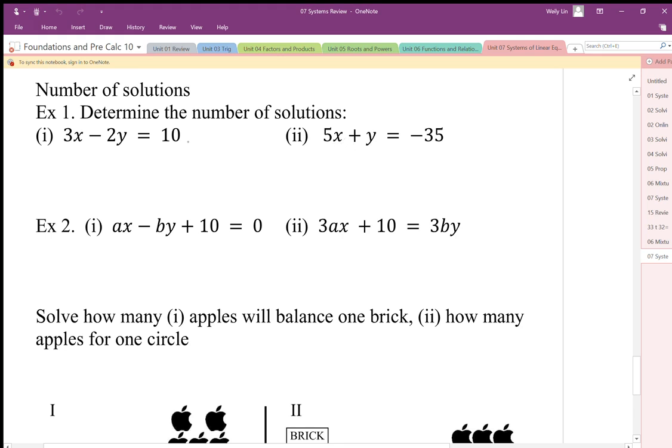So the only way that they can have the number of solutions that can occur if they have two different slopes is that they would only intersect once. Okay, so I don't actually have to solve this equation to know that there is one intersection, which means one solution.